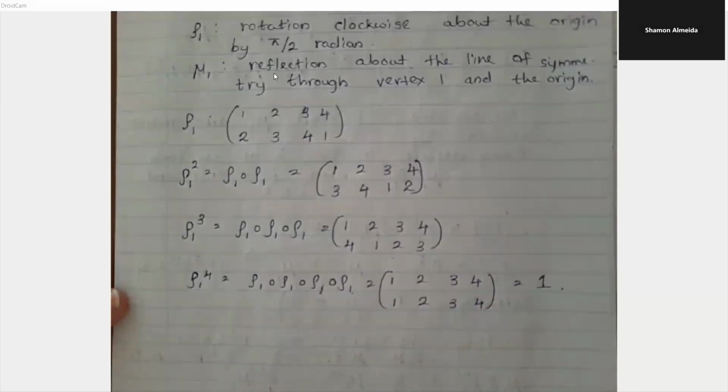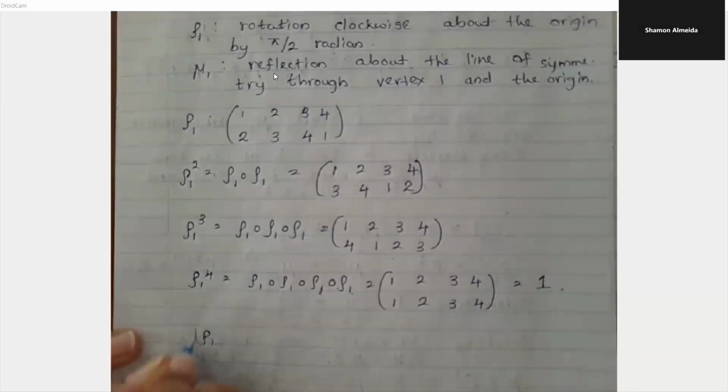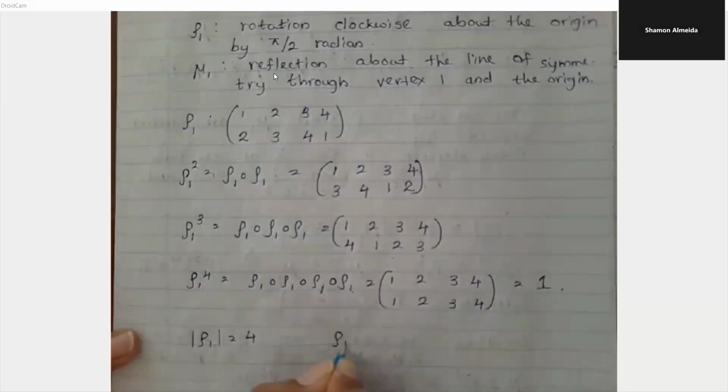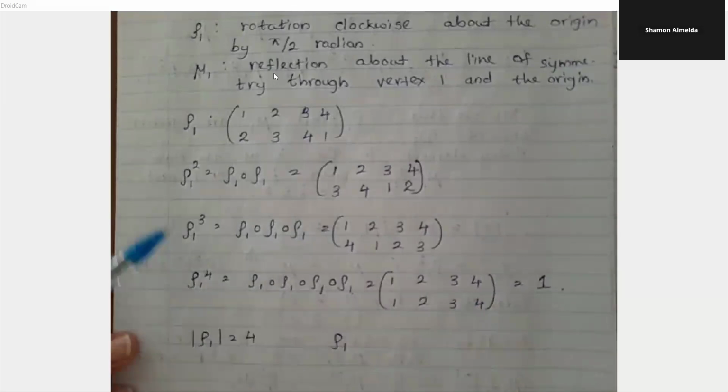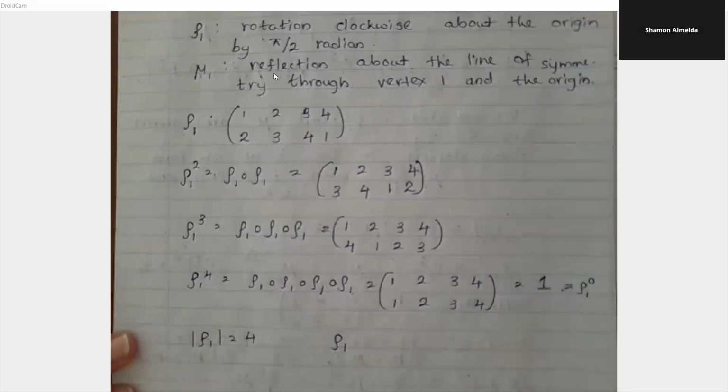So from here itself, we see that the order of row 1 is 4, right? And these are 4 distinct elements in the group. Row 1, its square, its cube, and then we have the identity, which is equal to row 1 raised to the power of 4, which is also the same as taking row 1 raised to the power of 0, right? And then row 1 inverse is simply row 1 cube. Row 1 inverse is simply row 1 cube.